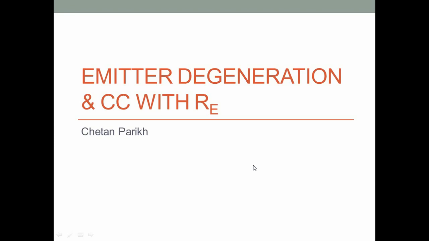So last couple of lectures we looked at the common emitter amplifier in some detail, because that is one of the most commonly used amplifier configurations. Today we will look at the same circuit but without the emitter capacitor, and that is called a common emitter amplifier with emitter degeneration. And then we look at the common collector amplifier.